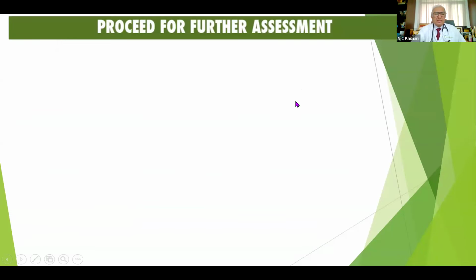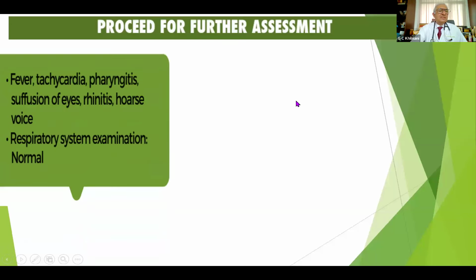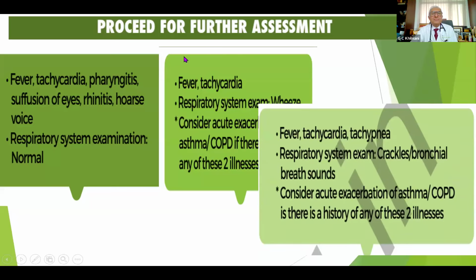Now, then we proceed for further assessment. Look at the fever, look at the tachycardia, look at the pharyngitis, look at the suffusion of the eye, examine the nose, look at the voice, and if the respiratory system examination is normal, possibly this patient has an upper respiratory tract involvement.